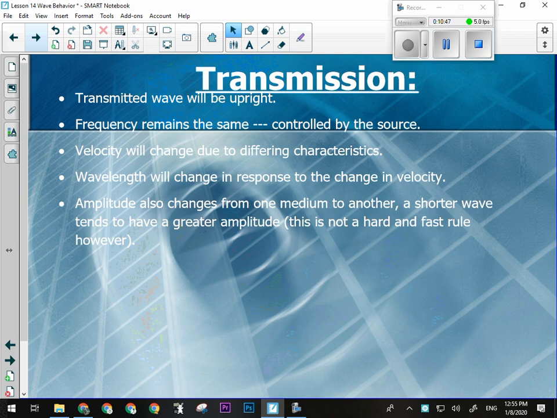Frequency remains the same, controlled by the source. Velocity will change because the medium controls the velocity. The wavelength will change because velocity changed. Amplitude also changes. You're going to lose some wave energy at a boundary, and amplitude is what represents the energy of a wave. So when you lose a little bit of energy, you're likely to have a change in amplitude of the wave. You could also get a change in amplitude if the wave slows down, because then the front of the wave and the back of the wave get closer together, and it might make the wave a little bit taller.